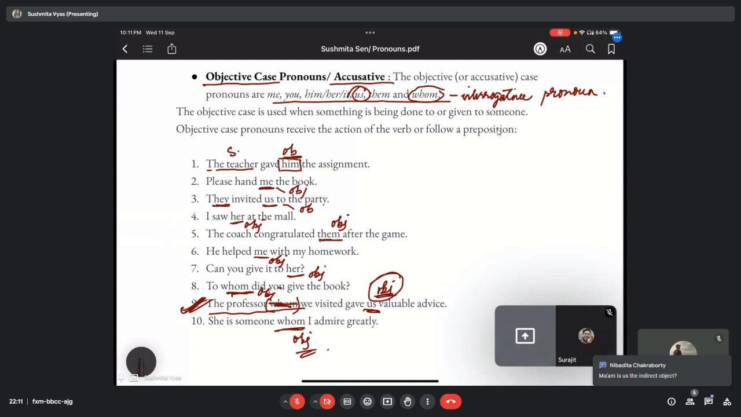Ma'am, is us the indirect object? Advice is the indirect object. What is he giving us? He is giving us advice. So advice is the indirect object. Advice is also a noun. Okay.